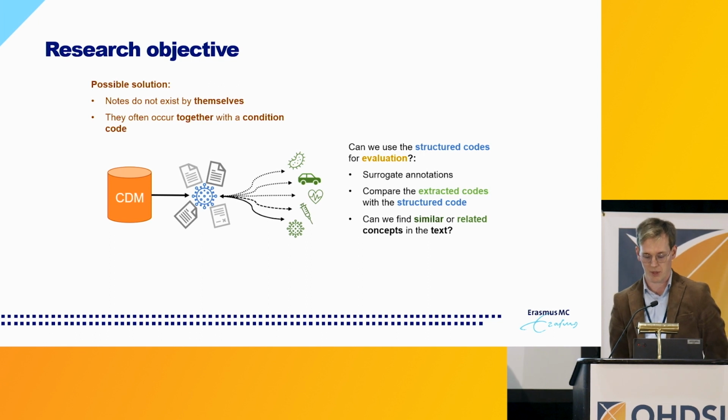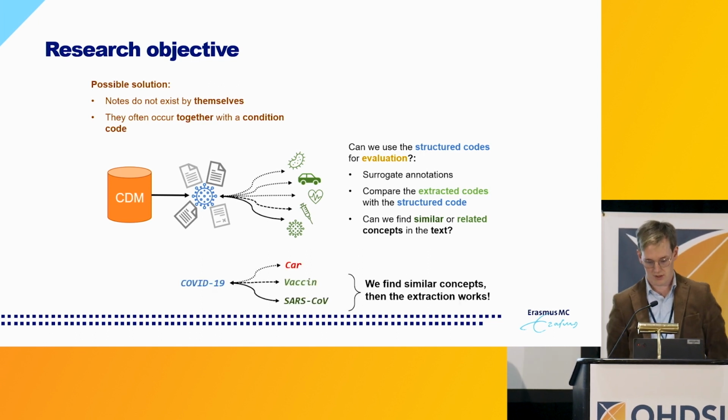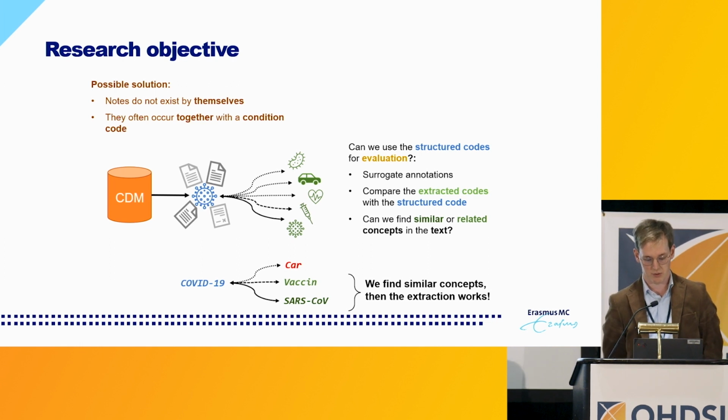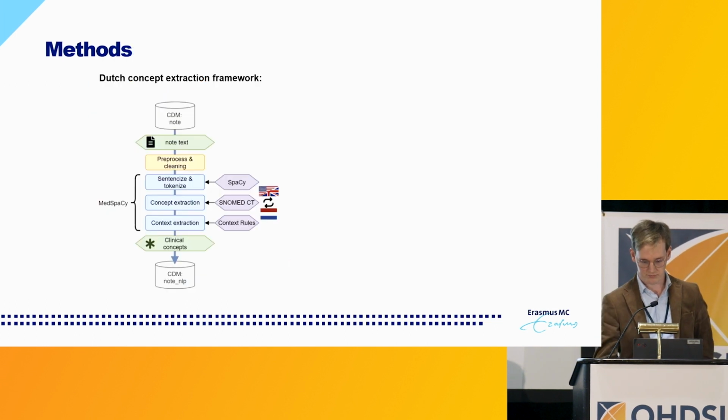To do this, we thought, can we compare all the concepts that we extracted with the structured code? Because if we can find similar or related concepts in the text, then the extraction works. Concepts can of course be the same. For example, for the condition COVID-19, you find COVID-19 in the text, that's the same condition. You can also find SARS-CoV, that's a bit less the same. You can find a vaccine, well, that is related. If you find the concept of car, I don't see how you can connect those two.